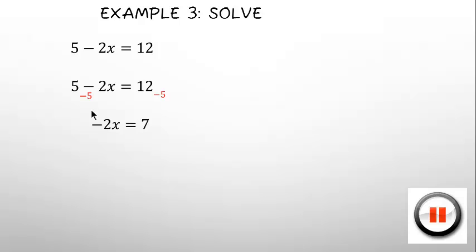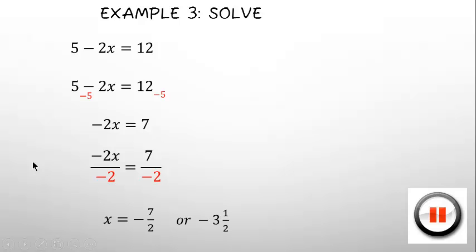Okay, so we have minus 2x equals 7. So we need to get rid of that minus 2x, and it means minus 2 times x. So we're going to perform the opposite operation and use division. So minus 2x divided by minus 2 equals 7 divided by minus 2, remembering to do the same thing to both sides. Okay, a negative divided by a negative becomes a positive, so we end up with positive 1x equals negative 7 over 2, or you can write negative 3.5.